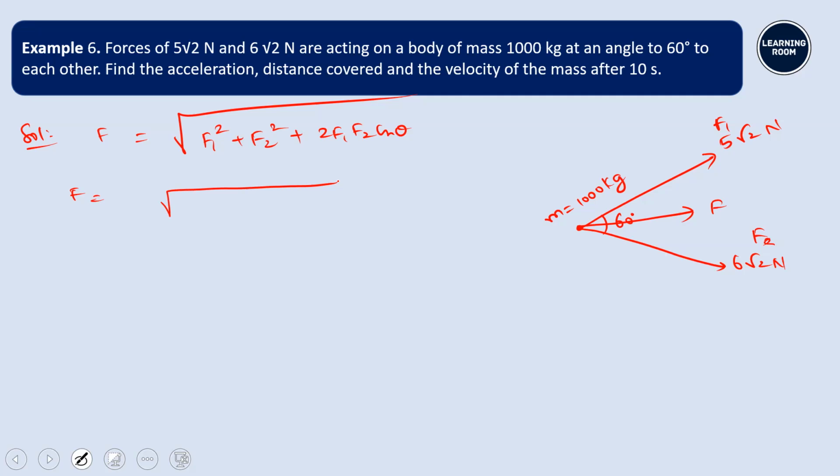So it is actually 5 root 2 square, which will be 25 into 2. That is going to be 50, plus F2 square is 6 square into root 2 square. So 6 square is 36, root 2 square is 2, so that gives us 72. Plus 2 into 50 into 72 into cos of how much is the angle? It is 60 degrees.